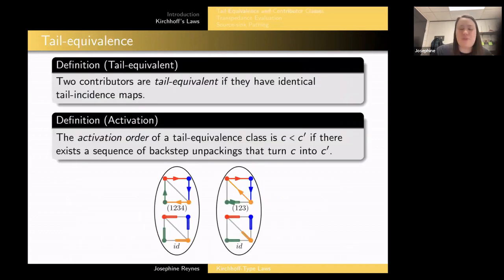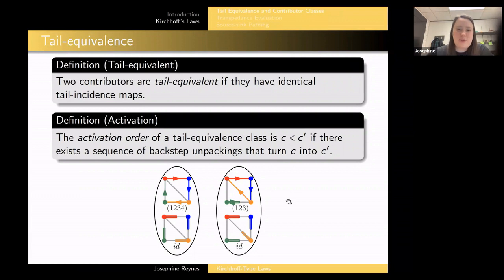So we're going to use these contributors from earlier to extend this to work for signed graphs. And the first thing we need to do is to find a little bit more information about those figures. So we say that two contributors are tail equivalent if they have identical tail incidence maps. And I'll show you what that means in this image in a moment. But I also want to say that the activation order of a tail equivalence class says that contributor C is less than contributor C prime if there exists a sequence of backsteps unpacking that turns C into C prime.